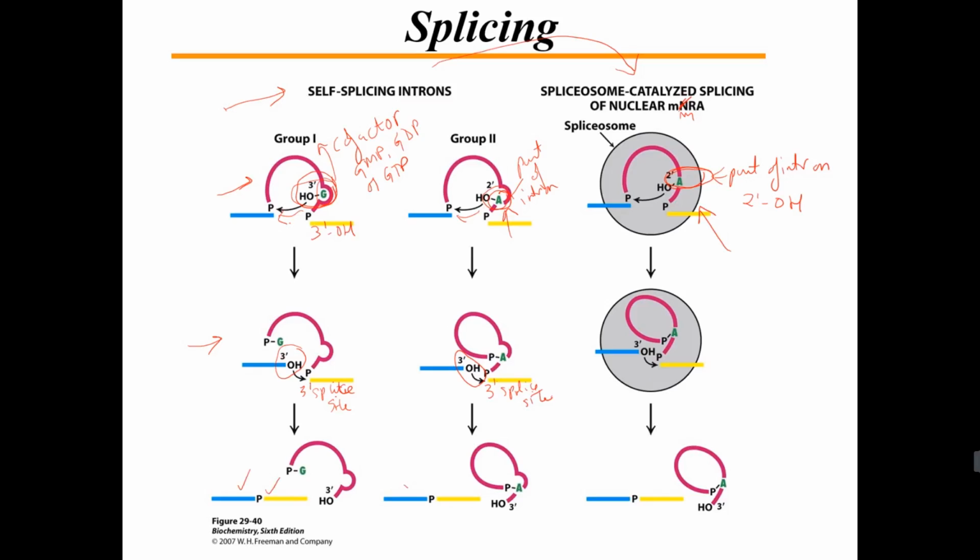And again, group 2 is the same, along with the spliceosome. And then both reactions are transesterification reactions in which the phosphate moieties on each of the splice sites are retained in the products. Okay, so group 2 is more like the spliceosome, and the attack is carried out by the intron itself using that 2' hydroxyl A rather than an external G cofactor.